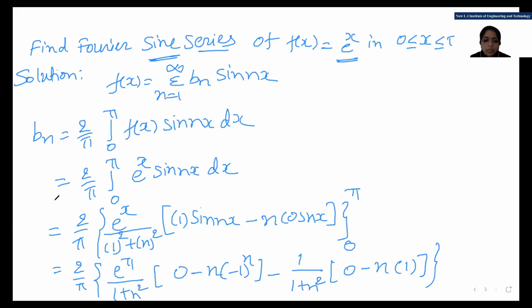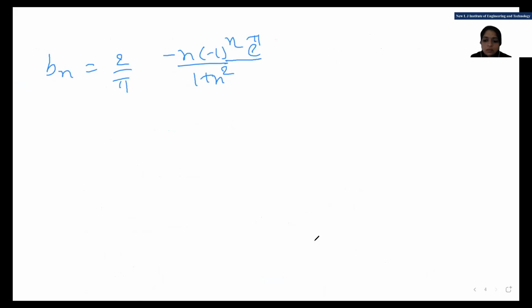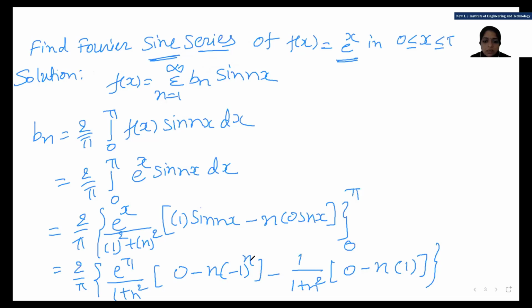So here 2 by pi minus n minus 1 raised to n e raised to pi upon 1 plus n square is equal to bn equal to 2 by pi minus n minus 1 raised to n upon 1 plus n square, and e raised to pi, right? This is first term, minus n minus 1 raised to n e raised to pi upon 1 plus n square.